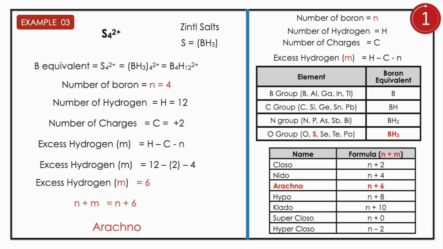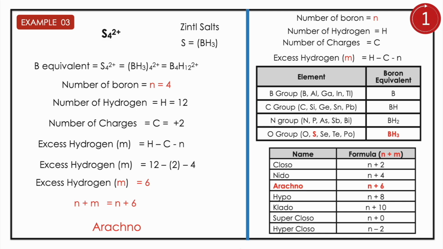First step will be counting the boron. Borons are 4, so N equals 4. Hydrogens are 12, so H equals 12. Charge is +2, so C is +2. The excess of hydrogen is the important step here. To find the excess of hydrogen, that is M, which equals H minus C minus N, you apply the values. So 12 minus 2 minus 4.